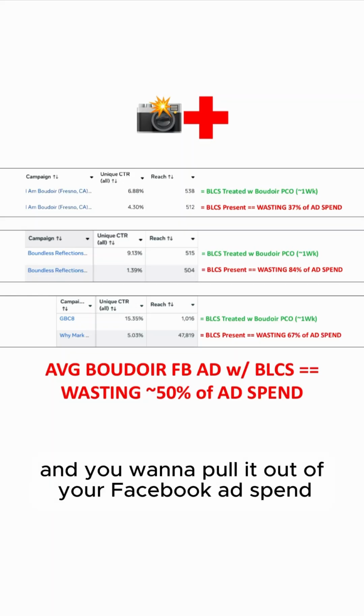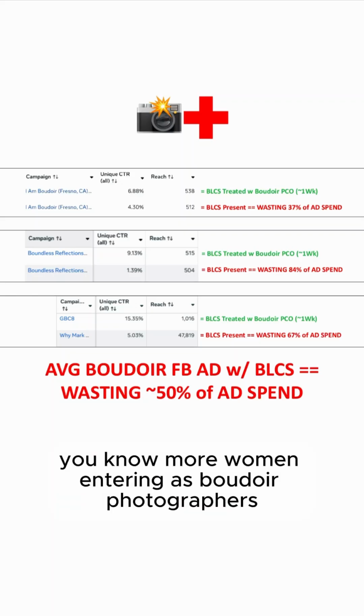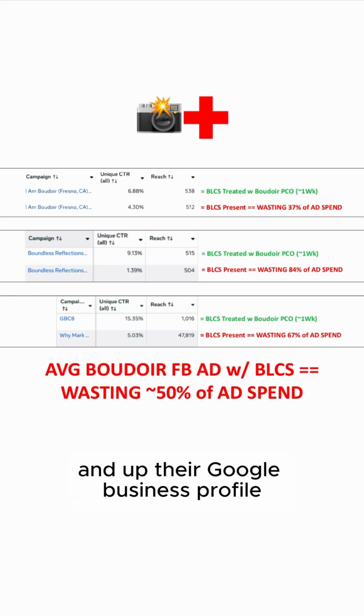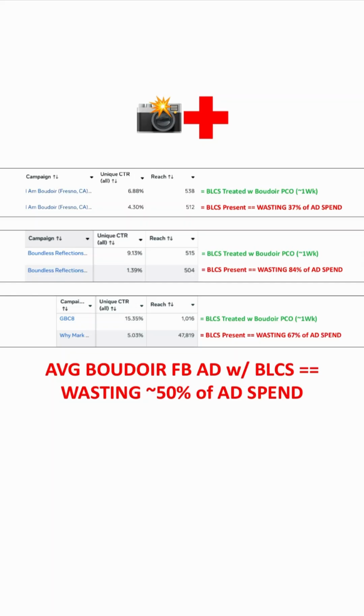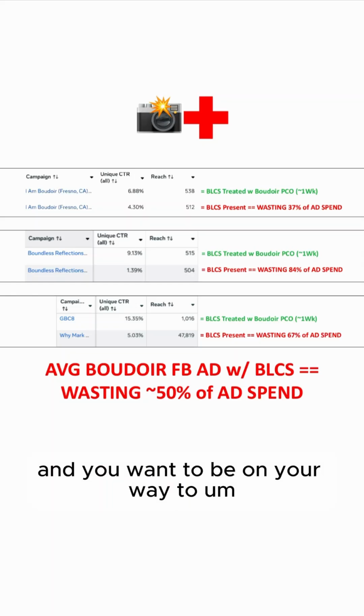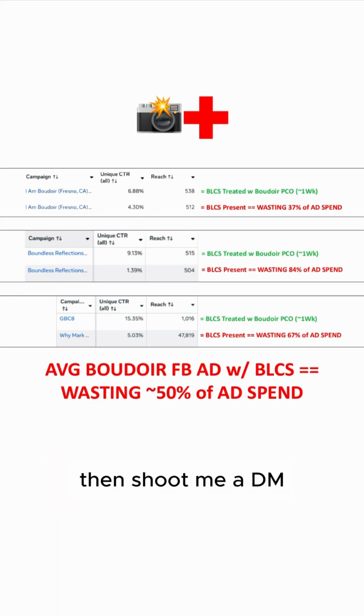And you want to pull it out of your Facebook ad spend because you've already optimized a bunch of other parts of your business. But you're ready to optimize this because you see more inflation, more women entering as boudoir photographers, setting up their Google business profile. So the market's going to get more and more saturated. And you want to be on your way to be a #1 boudoir photographer in your city. Then shoot me a DM.